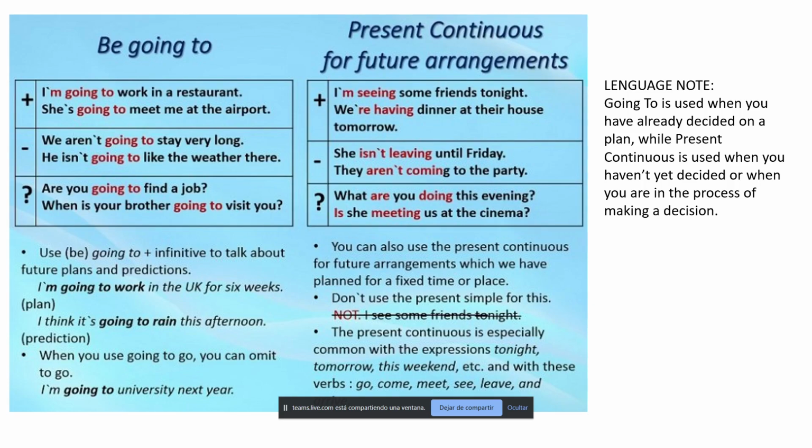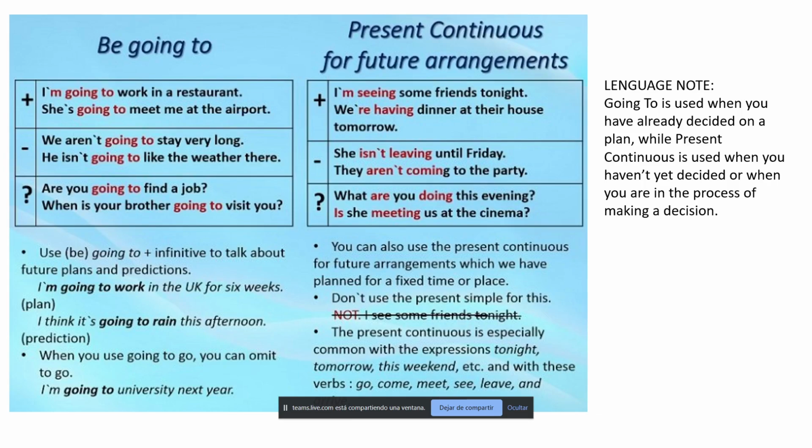Yes. You can also use present continuous for future arrangements, which we have planned for a fixed time or place. So we don't use present simple when we have, for example, this: I see some friends tonight. Okay, yeah, could be, but it's correct to say I'm seeing some friends tonight. That is more specific, and it's common to use present continuous when we have an arrangement, an appointment, a plan.